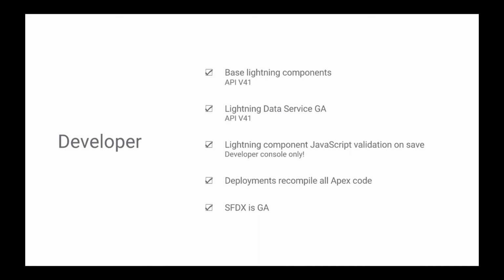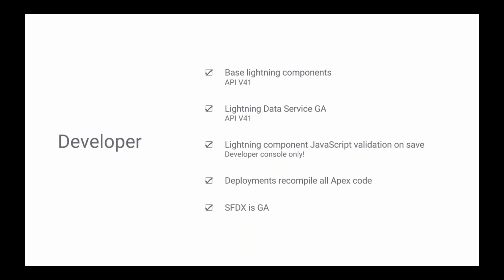Now, both of these that I've mentioned here, the base Lightning components and the Lightning Data Service, require your containing component to be at the Winter 18 API version of 41. This means the locker service will be enabled as well. So if you're thinking of going this route, you need to test your application thoroughly, because the locker service does introduce a few gotchas, and you may find that certain things don't work exactly as you're expecting once it's enabled.